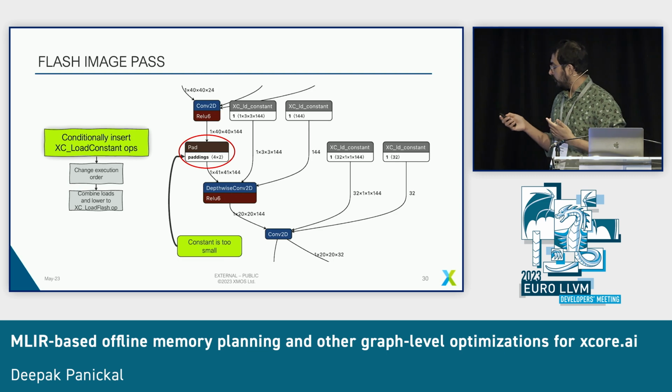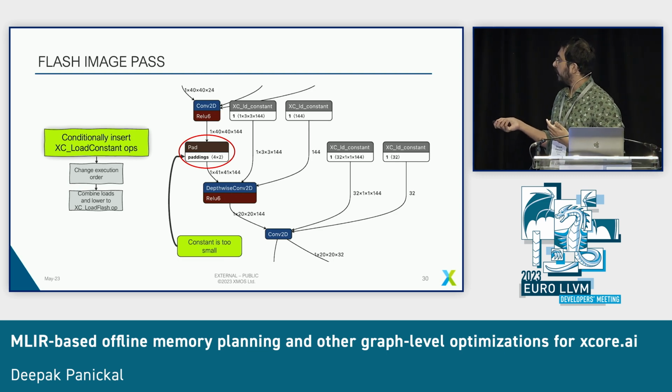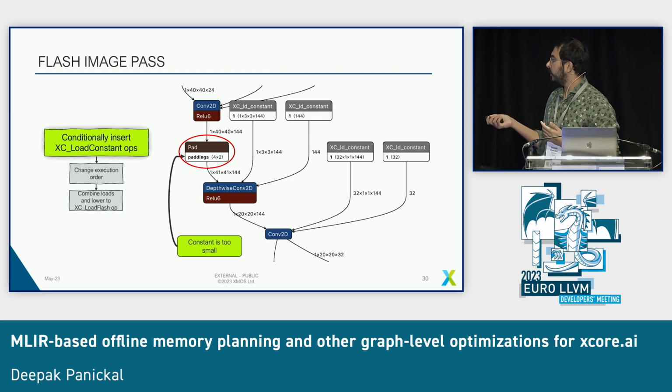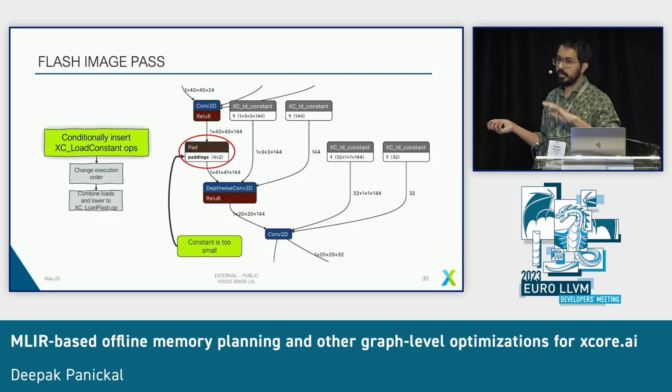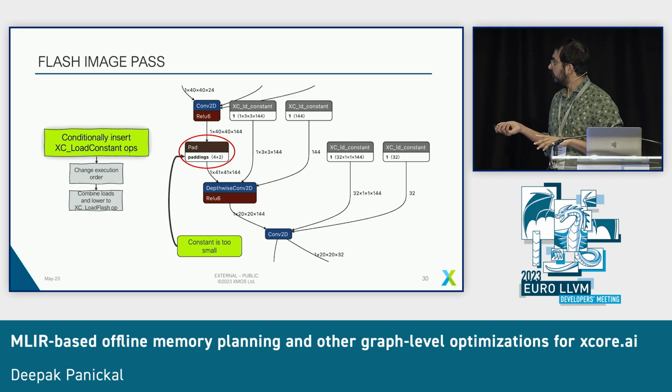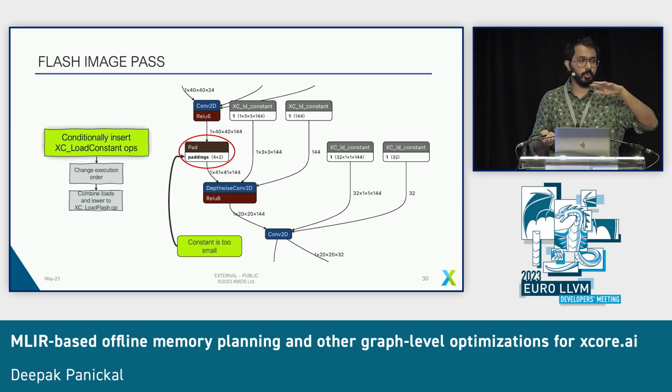or which ones we want to load from flash. So here we have decided that the pad has a paddings parameter which is constant, but it's only 8 integers, so it's too small. So we don't want to lower that to flash. Whereas that depthwise has a filter and bias which are large enough to load from flash. So we have inserted this load constant op here to denote that we want to move those later to flash.